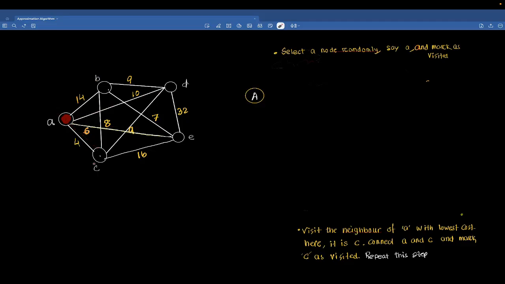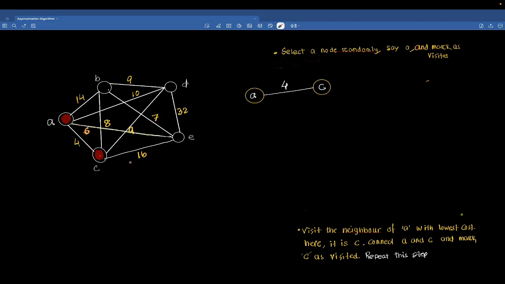So out of all these 4, the lowest cost is from A to C. So we will draw node C and connect both A and C. This is C. And cost from A to C is marked as 4. Also, we will mark this node as visited. So repeat the process from C. In this case, the edge from C to B has the lowest cost. This cost is 6. Rest of the cost are 9 and 16.